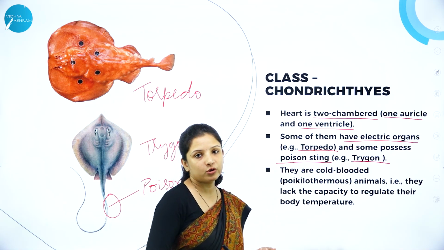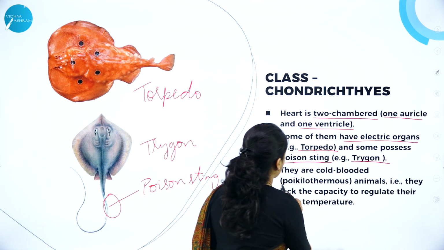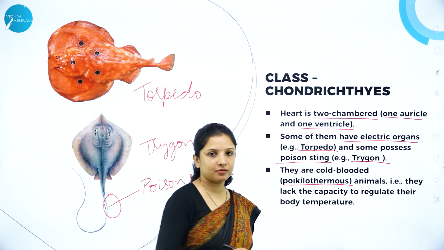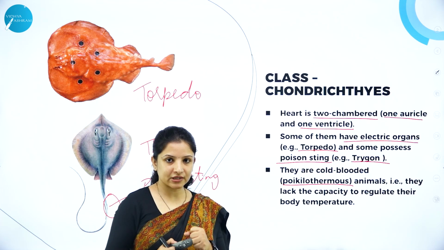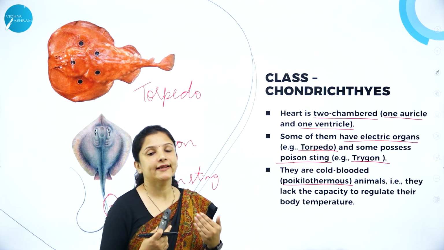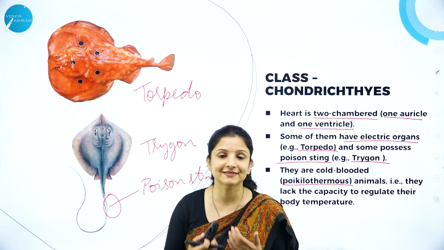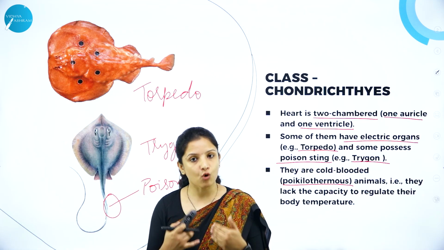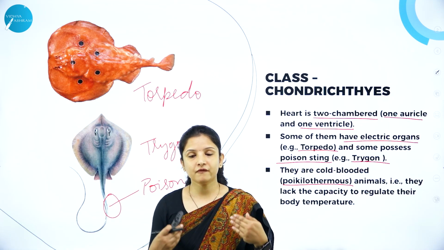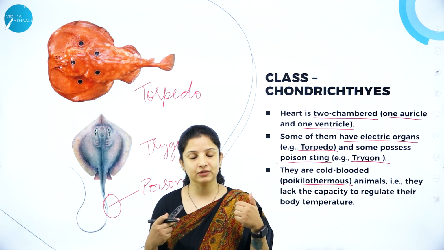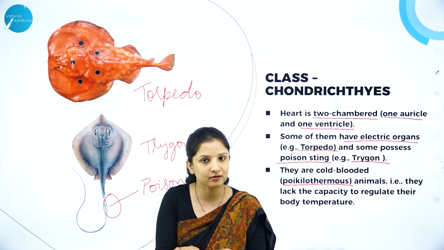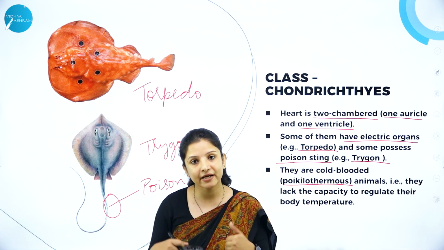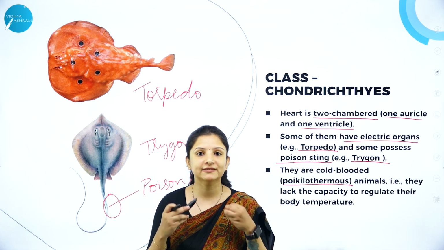And these are cold-blooded animals, meaning poikilothermous. Cold-blooded animals are those animals which are not capable of regulating their body temperature. Say for example, we human beings are warm-blooded animals. So whenever we go to a cold place, do you just measure your body temperature? Of course, when you touch your outside body, you'll feel cold. But inside our body, the temperature will always remain same.